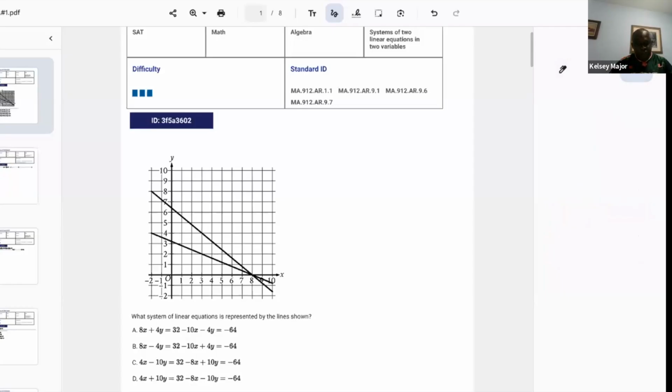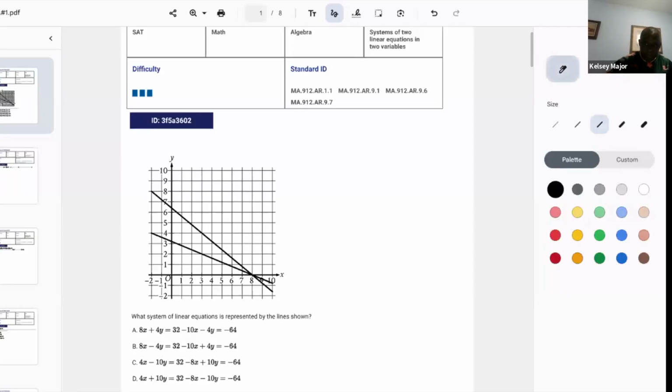So the first thing we should notice is that both lines have a negative slope, right? That's one thing. A second thing that we can immediately notice is that they both have an x-intercept of what? Of 8. The x-intercept is 8. So we can examine these equations quickly. I would go with the x-intercept first, right?